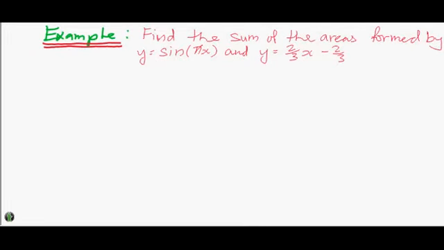So the example says, find the sum of the areas formed by y equals sine pi x and y equals 2/3 x minus 2/3. So the first thing you should really try to be thinking is, alright, I need to see what this looks like. And very likely you're going to have a calculator next to you, and your calculator is going to draw you something that looks like this.